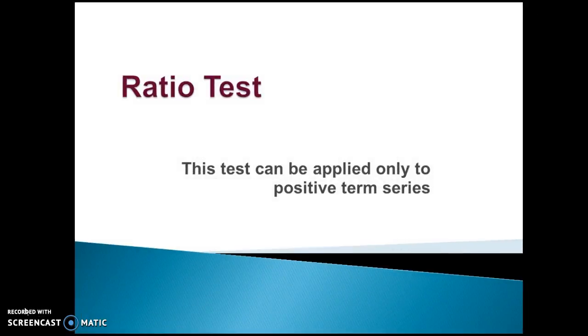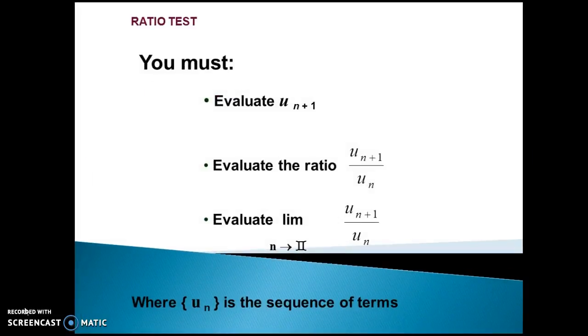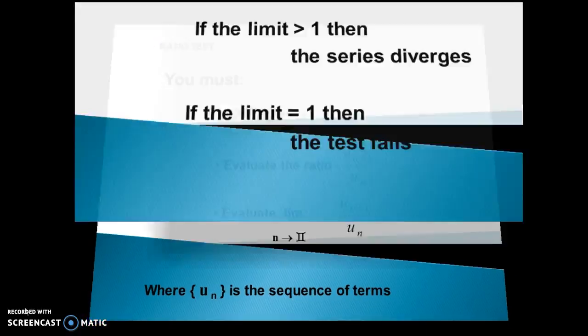Ratio test. This test can be applied only to positive term series. In the ratio test, you find un+1 and un. If the ratio un+1 divided by un is less than 1, the test is convergent. If it is greater than 1, the test is divergent. If it is equal to 1, the test fails.